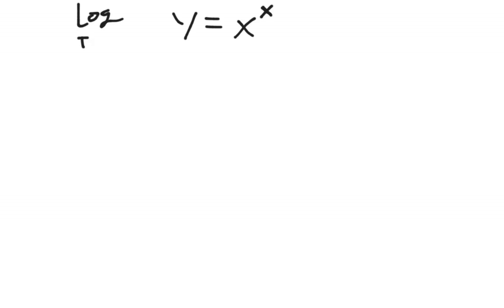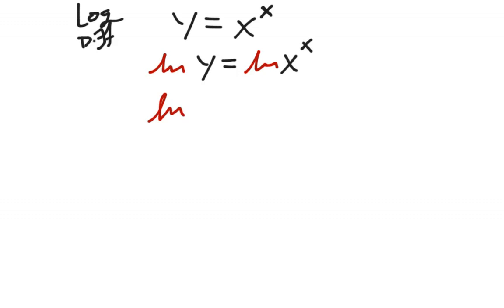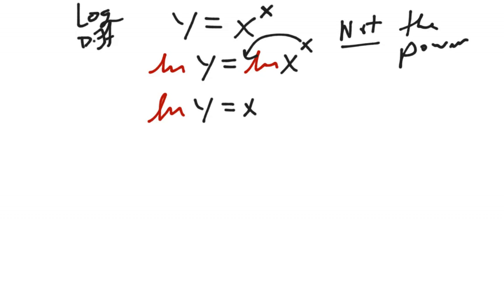It's called logarithmic differentiation. So what I'm going to do is take the natural log of both sides. So natural log of y equals the natural log of x to the x. Ooh, using properties of logs, I'm going to bring that x down in front. Like that. This is not the power rule, it's a log rule. So remember that. So I'm going to bring it down in front, and I'll have x times the natural log of x. That's a lot nicer, isn't it?